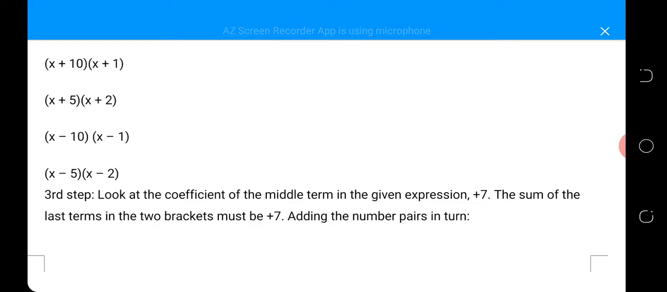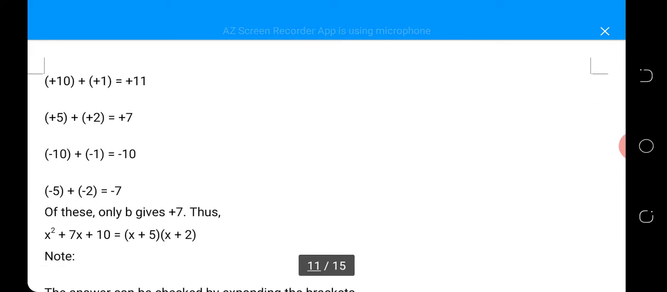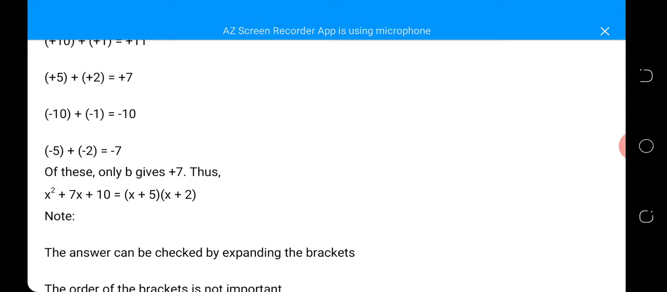Step 3. Look at the coefficient of the middle term in the given expression, which is plus 7. The sum of the last terms in the two brackets must be plus 7. Adding the number pairs in turn, we have plus 10 plus plus 1 is equal to plus 11. Plus 5 plus plus 2 is equal to plus 7. Minus 10 plus minus 1 is equal to minus 11. Minus 5 plus minus 2 is equal to minus 7. Of all these expressions, only B gives plus 7.